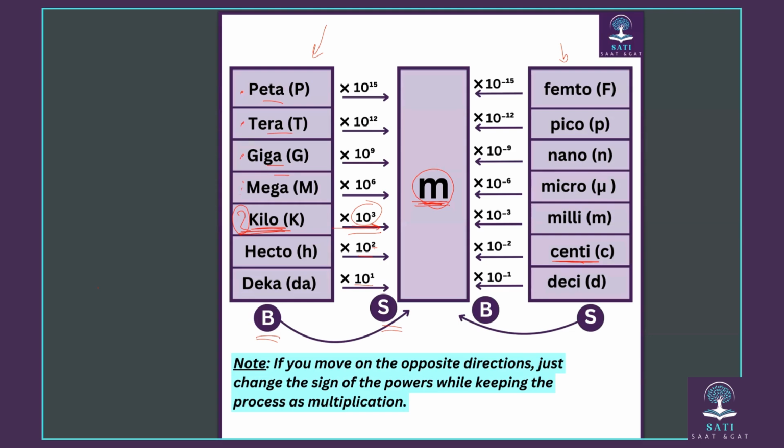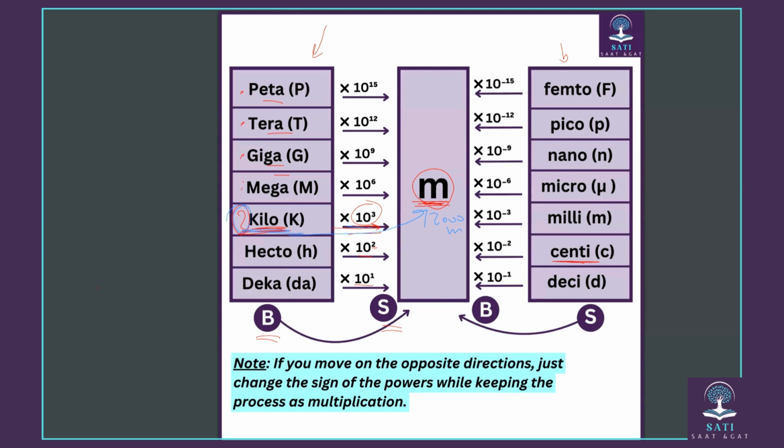So now these directions are clear. If you want to move from kilometer into meter, this is your way. Multiply the number here, 2, by 10 power 3, and we get how many meters? You're going to find 2,000 what? Meters. Same thing for any unit here.